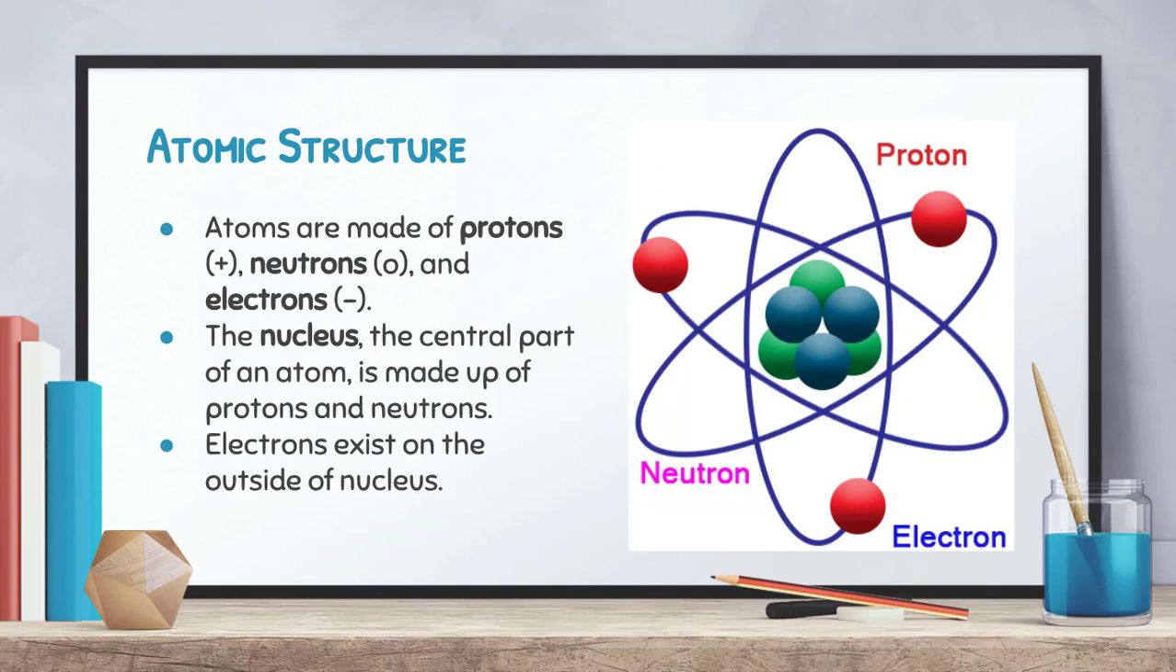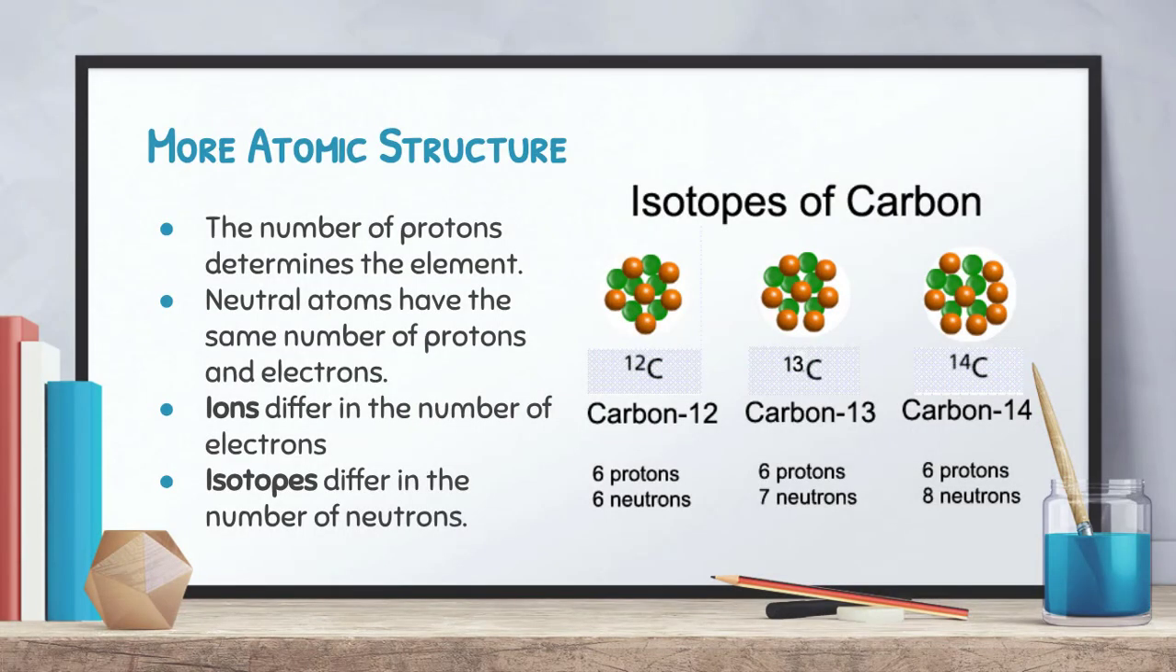The nucleus is the central part of the atom, and that's made up of protons and neutrons. And you notice that electrons exist on the outside of the nucleus. Now, this representation of an atom that you see here on the right isn't 100% accurate, and you'll learn more about that when we get into your chemistry class if you decide to take that later on. But keep in mind that atoms are made up of protons, neutrons, and electrons. The nucleus is the central part of the atom, made up of protons and neutrons, and the electrons exist on the outside. So the number of protons determines the element.